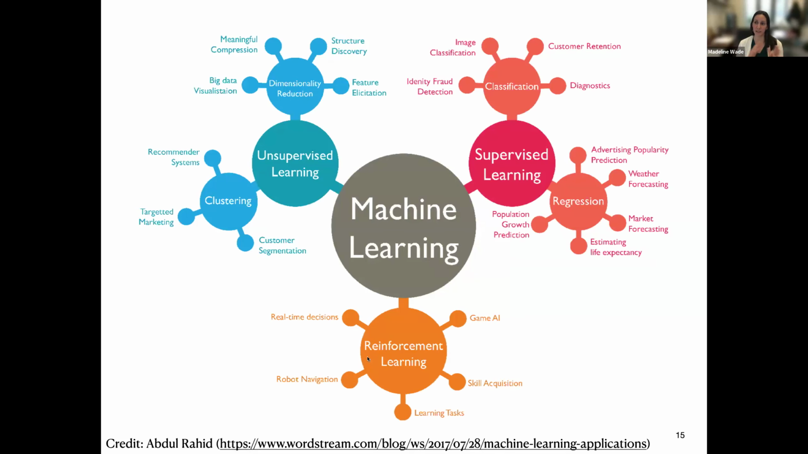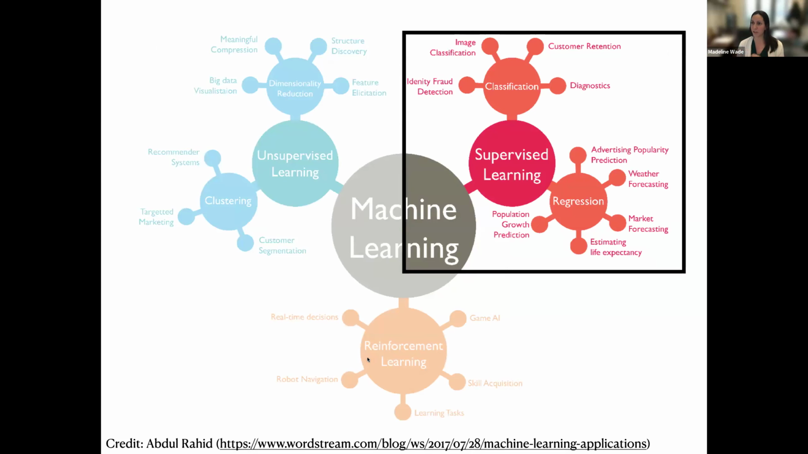Machine learning encompasses a lot of different branches. So there's unsupervised learning, reinforcement learning, and supervised learning. My work focuses on supervised learning. Those are the algorithms that we use in my research lab to tackle actually a number of different problems.